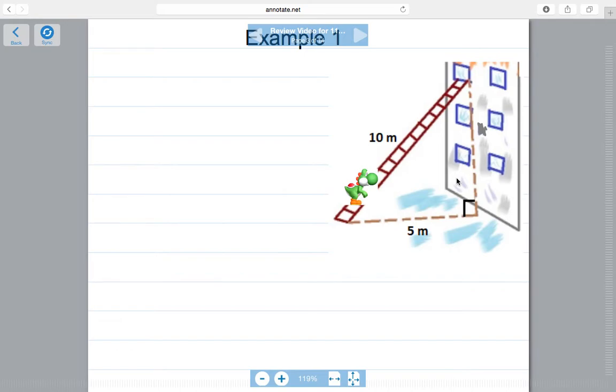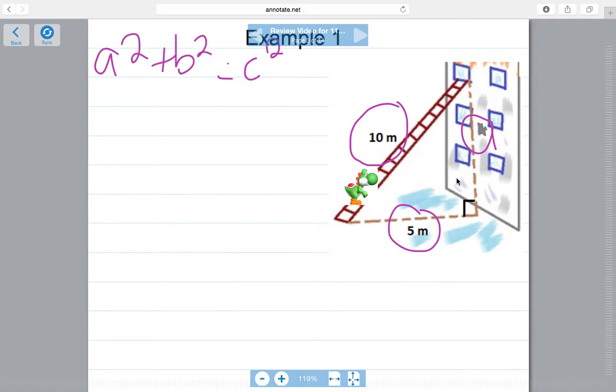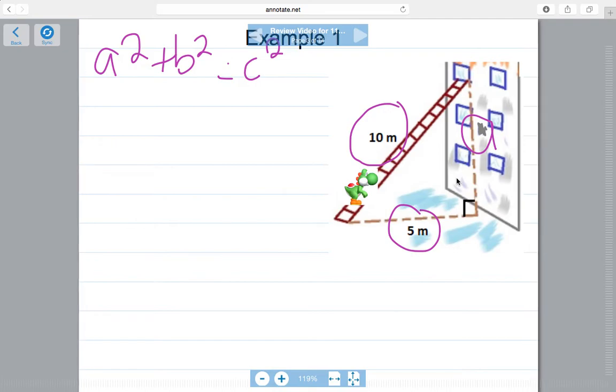So let's look at our example with Yoshi and try and figure out how high the building is. You can see here that we already have what the hypotenuse is. It's 10. We have the base, so we'll call that side B. That's 5. We're trying to find what A is. So a squared plus b squared equals c squared. I told you that A and B are interchangeable since we're adding them. It doesn't matter their order.